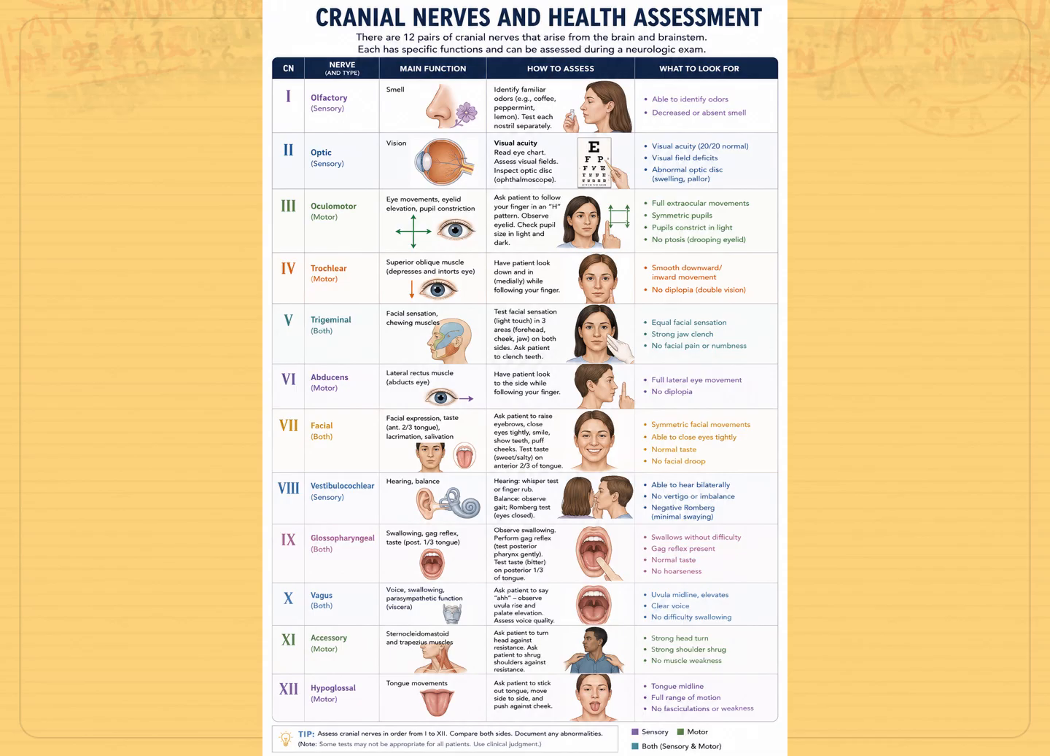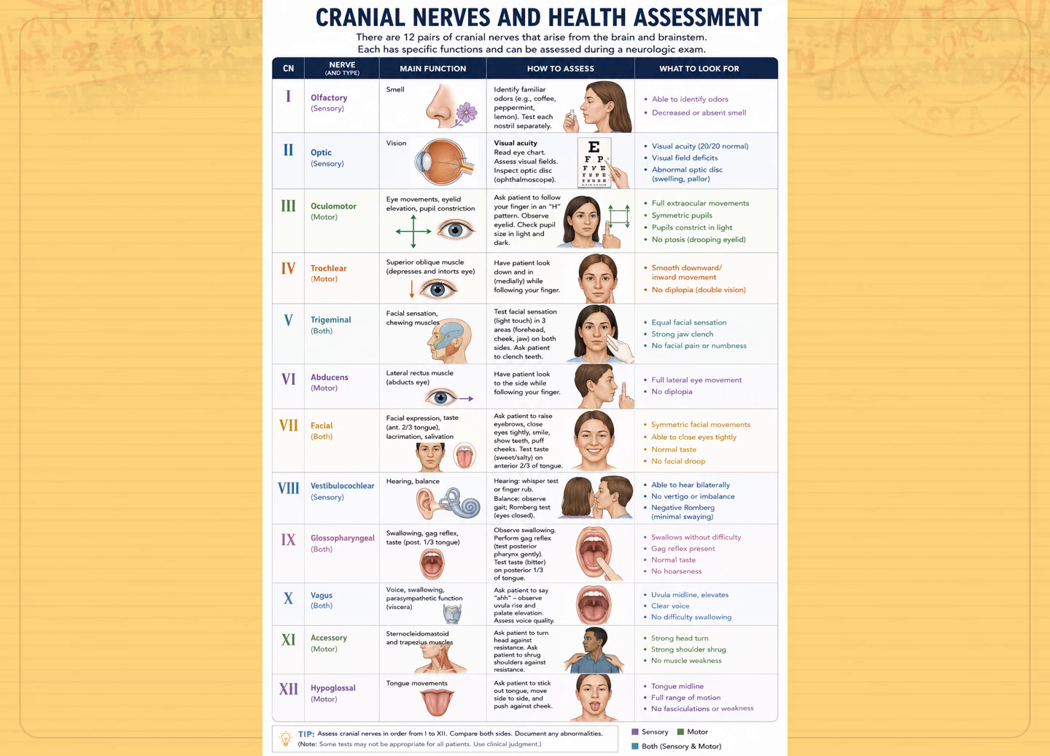Cranial nerve 9, this is the glossopharyngeal, both sensory and motor function. It's responsible for swallowing, taste on the posterior 1/3 of the tongue, and gag reflex. So we're assessing by observing the patient swallowing. Again, gag reflex is generally not tested routinely unless clinically indicated, because it can be uncomfortable and elicit the pain response. But normal findings should be that the patient swallows easily, they have clear speech, and no choking.